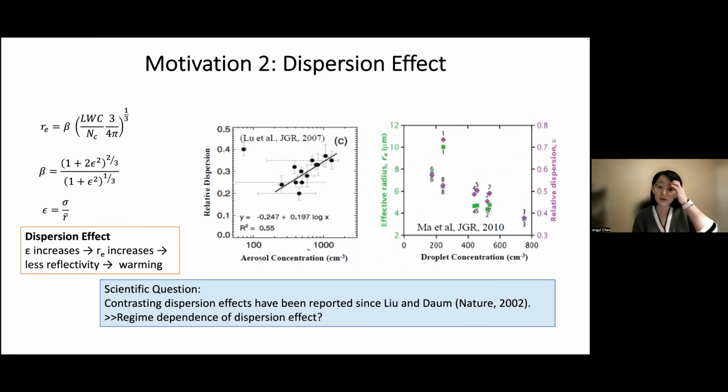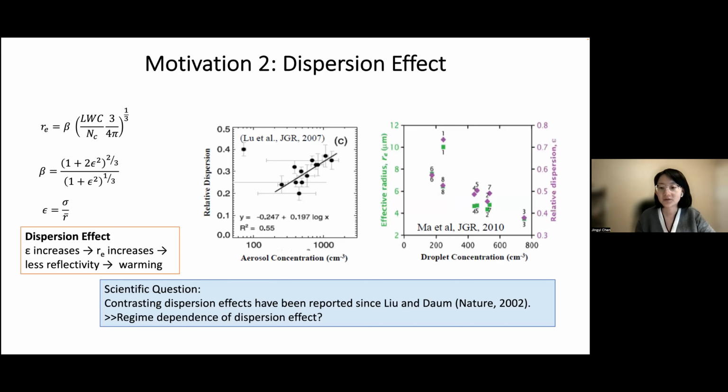The less known aerosol indirect effect is the dispersion effect. As shown in the last slide, effective radius can be parameterized in the formula shown on the slide. Previous studies show that the shape parameter beta can be calculated from the cloud droplet relative dispersion, which is defined as the ratio of the standard deviation to the mean radius. The increase of the relative dispersion causes an increase of the effective radius, hence less reflectivity and a warming effect on the planet.